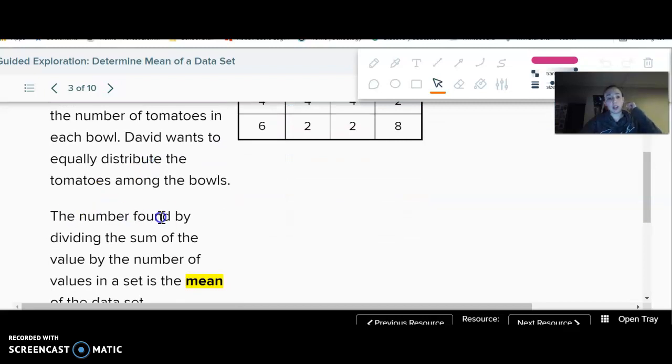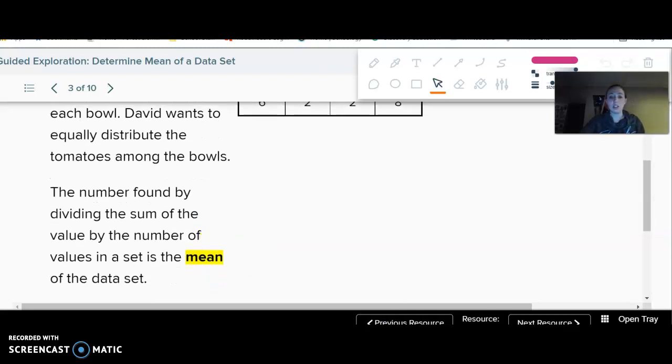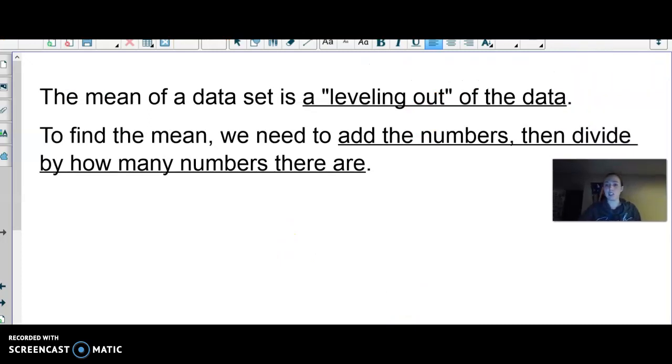So the number found by dividing the sum of the values by the number of values in a set is the mean. This is what I want you to write in your notes, though, because that definition is a little confusing. The mean of a data set is a leveling out of the data. It's like we're taking some from one, putting them in another. We're sort of spreading them out equally, or leveling it out if it was a graph. To find the mean, we need to add the numbers, then divide by how many numbers there are.